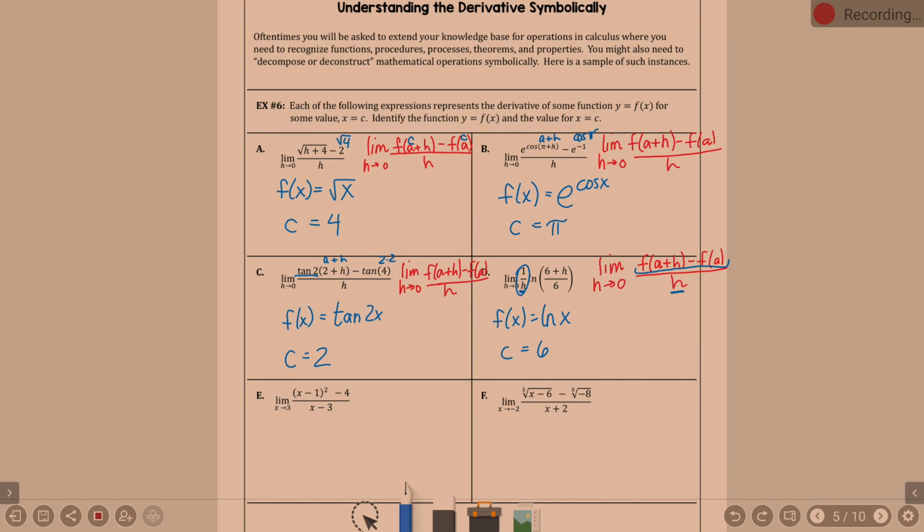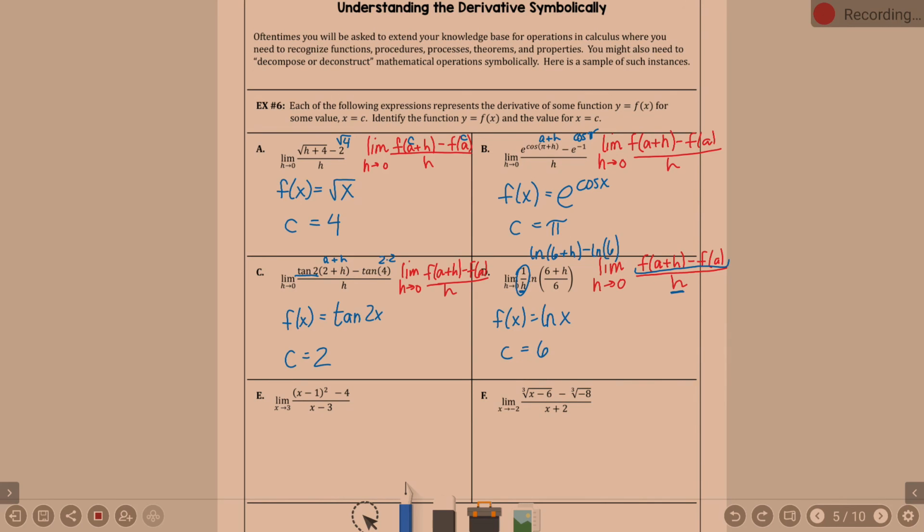There's a rule with logs. Division inside a log can be rewritten as subtraction between two logs. So ln of 6 plus h over 6 can be rewritten as the natural log of 6 plus h minus the natural log of 6. Now that I deconstruct it, right? And again, it's all about the game of how can I rewrite it? How can I manipulate it? That was tricky manipulation.